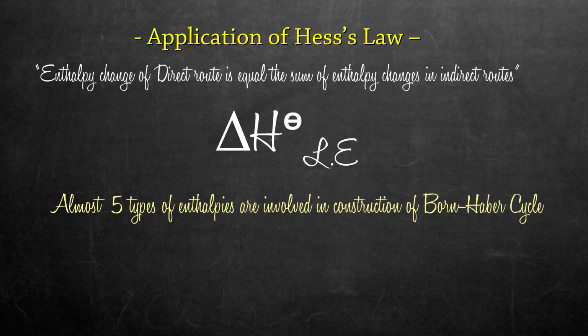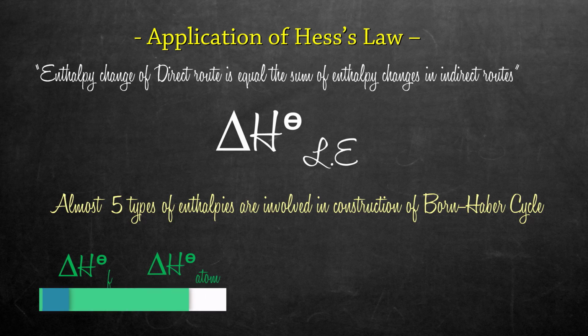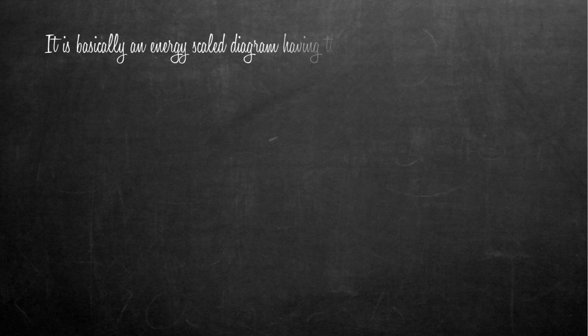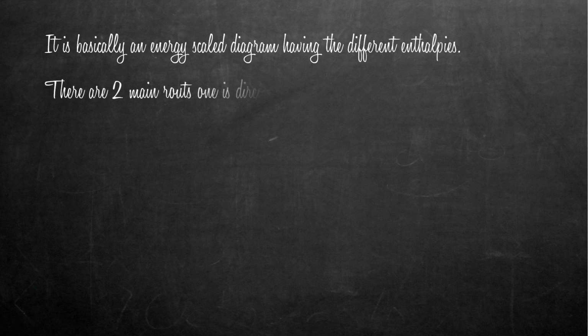Enthalpy of formation, enthalpy of atomization, enthalpy of first ionization energy, enthalpy of electron affinity, and enthalpy of the lattice energy. It is basically an energy scale diagram having the different enthalpies. There are two main routes, one is direct and the other one is indirect route, and both routes start from the elements.